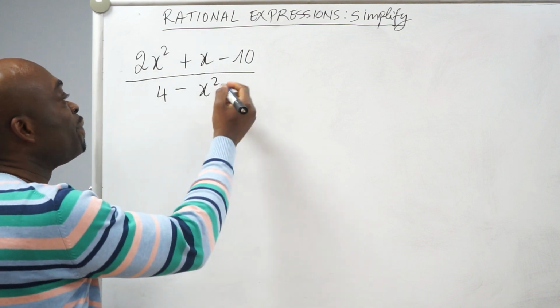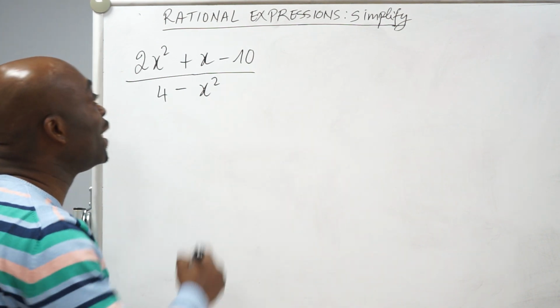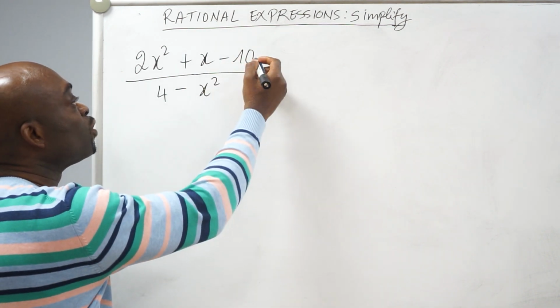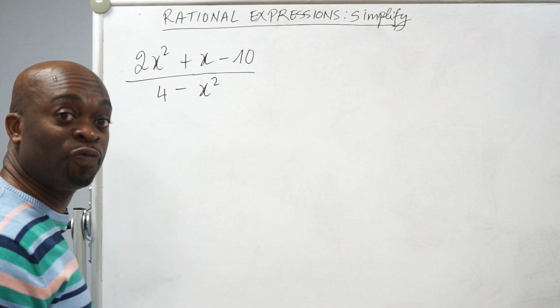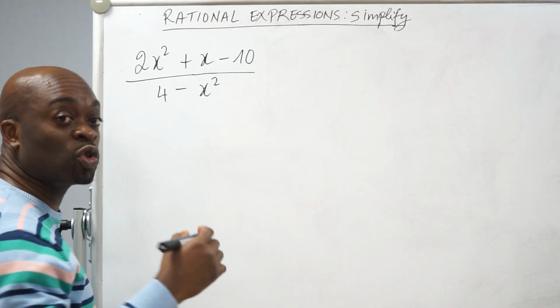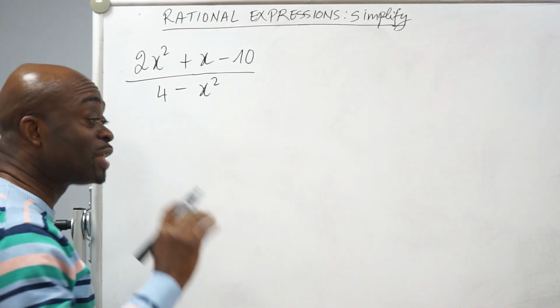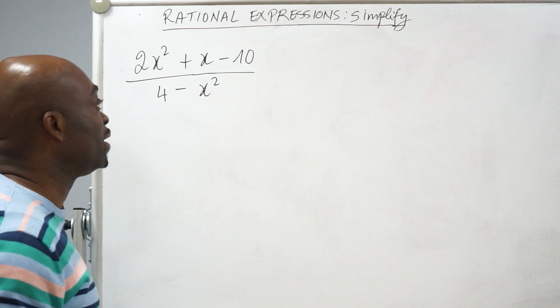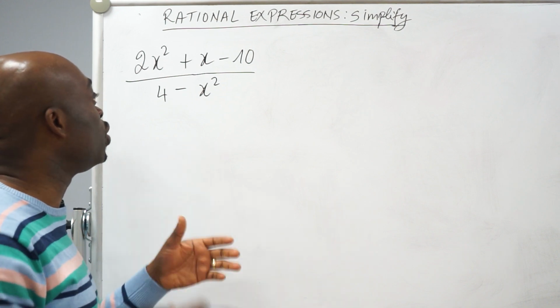Take 2x squared, simplify with negative x squared, and then take 4 and 10 and simplify because 2 can go into 4 twice, and 2 can go into 10 also, 5 times. That would be the common mistake to be made. So then what do we do? We factor it.